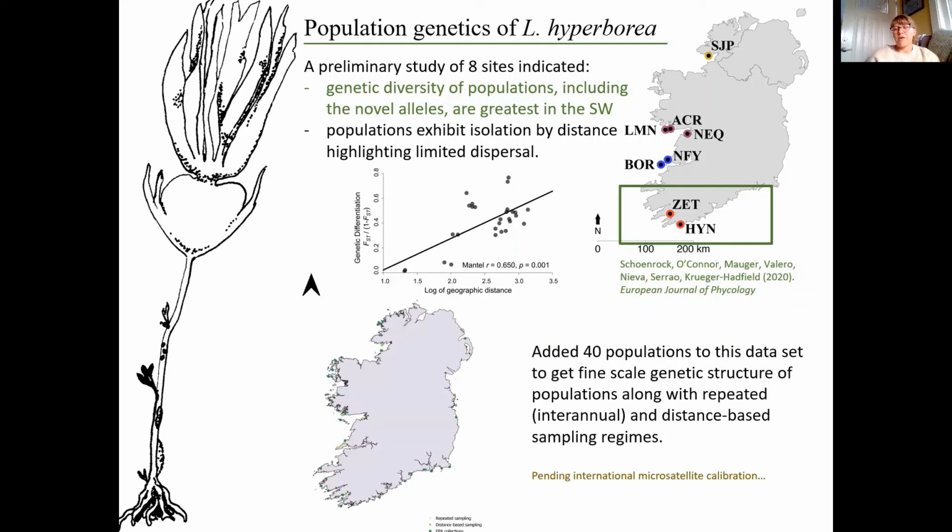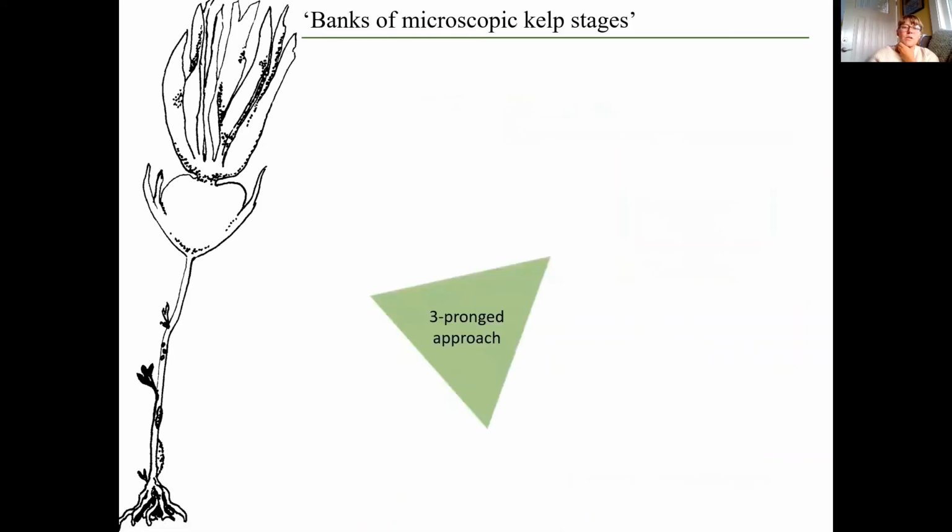So what we're working on right now is we've collected 40 additional samples from 40 additional populations, and that should give us a better idea of exactly how connected the populations are. It's a finer scale project, and it will really define whether or not this region is actually the most diverse and what part of the Southwest is the most diverse.